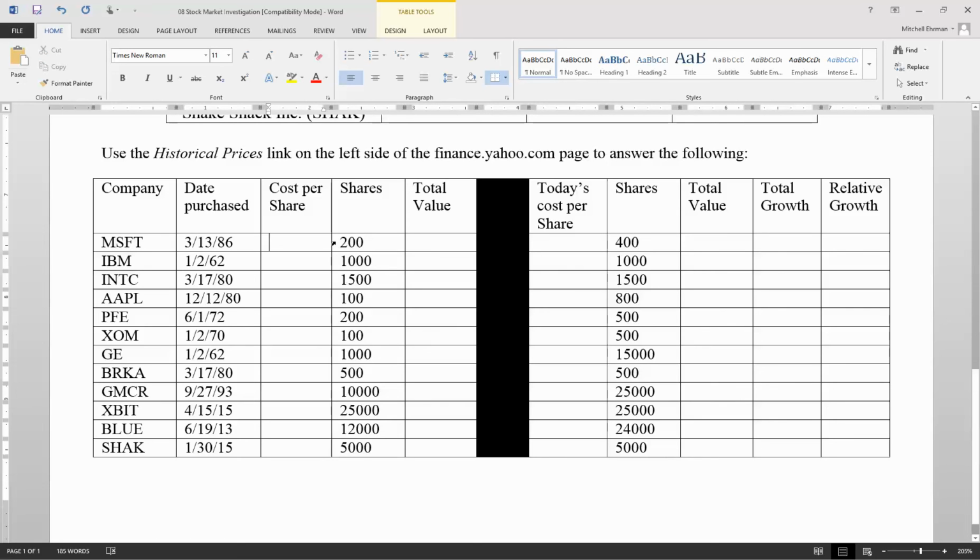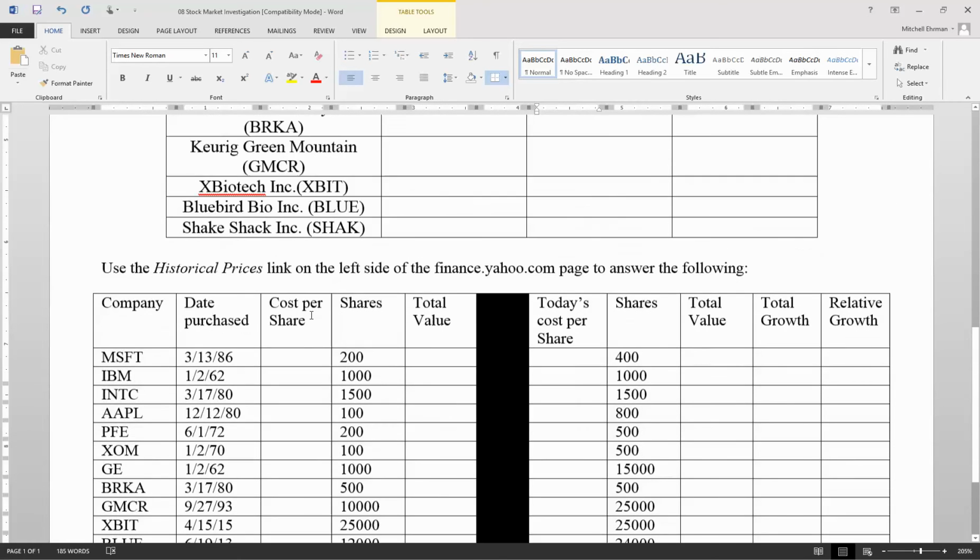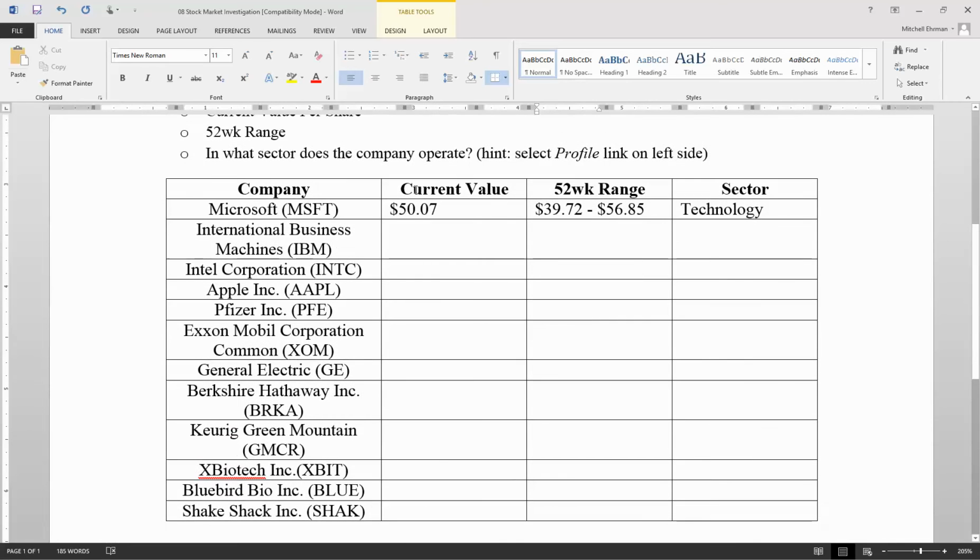Now I'm going to give you some numbers to investigate here. Let's suppose you bought 200 shares at that time. Well, you could find out what the total value of that purchase was when it first became available. Jumping across this dividing bar here, I'm going to ask that you again tell me what today's cost per share is. Fortunately, that information should be the same as what your current value lists.